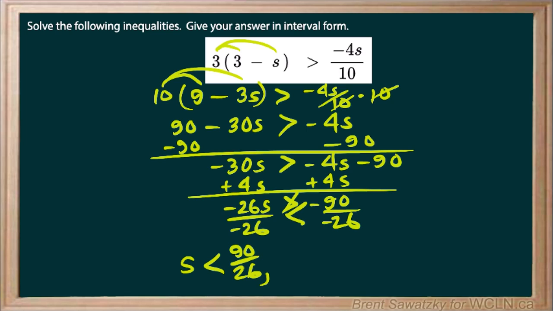And we could recognize that 90 and 26 can both be divided by 2. So another way to say this, reduced it to 45 over 13. Now, we were asked to show the answer in interval form. So what we'll do is we'll say, okay, so the s is less than 45 over 13. Great. And there isn't any bottom limit here, so we'll just say negative infinity there, and we're all done. That would be our final answer.